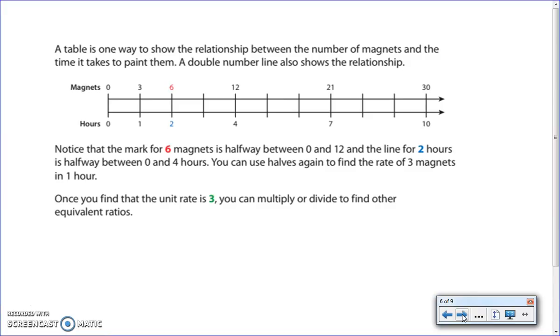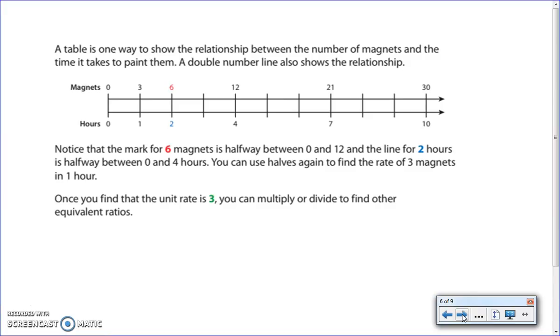So there's room for gaps on the +3 pattern or the +1 pattern all the way through. It says, notice that the mark for 6 magnets is halfway between 0 and 12. And the line for 2 hours is halfway between 0 and 4 hours. You can use halves again to find the rate of 3 magnets in 1 hour.